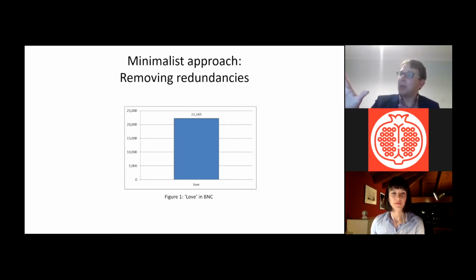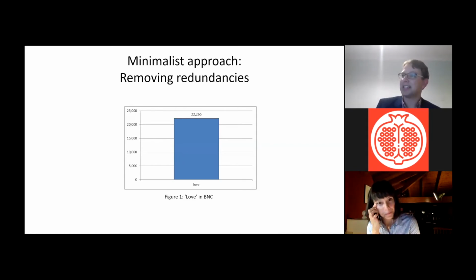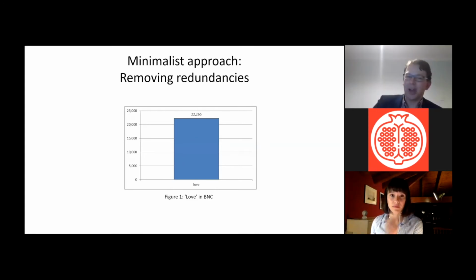So again, when we look at this as an example of a bar chart, and this is a real bar chart, I looked up the word love in the British National Corpus, and there are 2,265 instances of the word love in the 100 million word corpus, which is a nice number. The form of presentation here as a bar chart offers us the opportunity to explore some of the redundancies. We have one piece of information that is expressed in seven different ways in the bar chart, many different redundant forms.